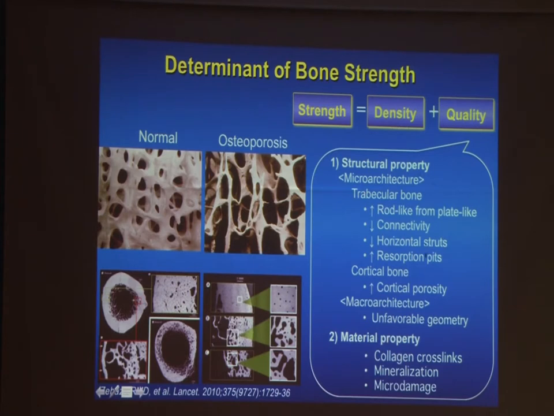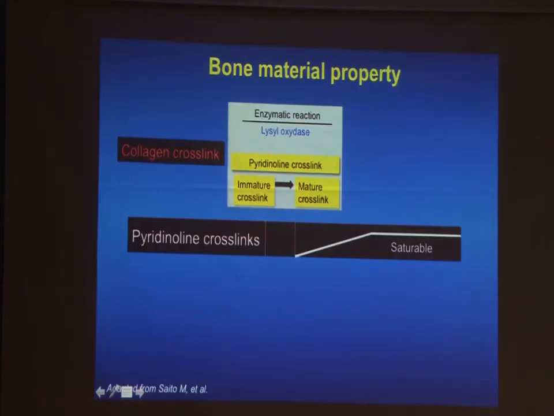Along with the structural differences, there's a change in material property. This is a little bit different and difficult, so I will not go into detail in this area. But in terms of collagen crosslinks, after collagen fibers are deposited to the bone matrix, they are connected to each other by pyridinoline crosslinks. These pyridinoline crosslinks are formed by lysyl oxidase from lysine. There are two arms connected to the telopeptide and helix portion of each collagen fibril.